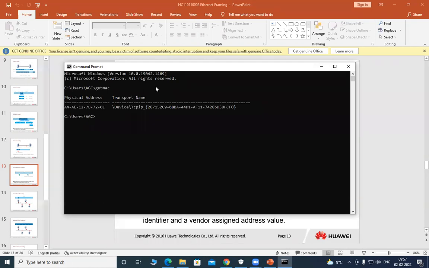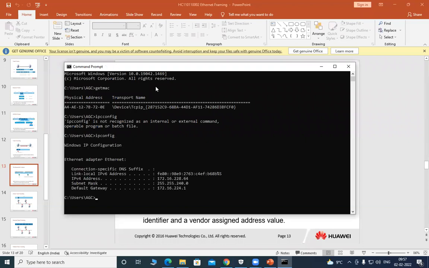Again, if you want to check your system's IP address, there is a command for that: ipconfig. Sorry. So ipconfig is a command for checking our system's IP address. What is the IP address for my PC? So see, there is the IPv4 address 172.16.228.64. There is a subnet mask address.